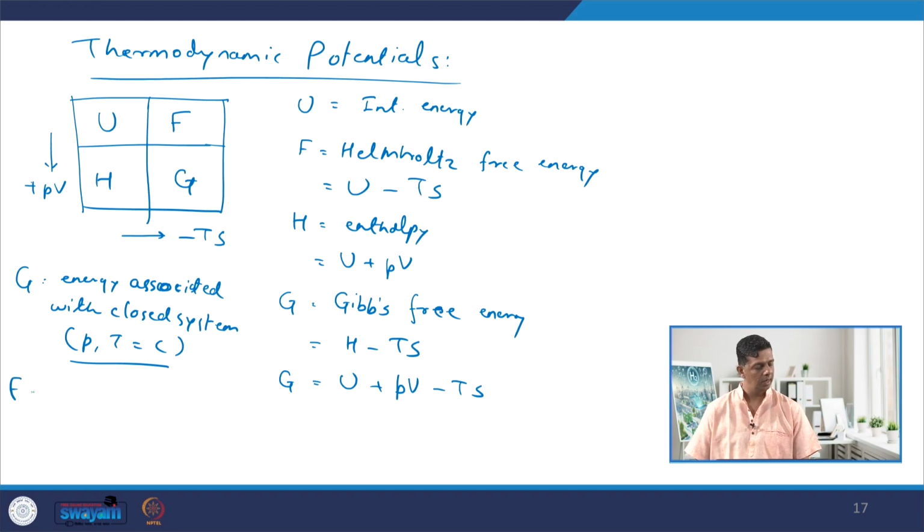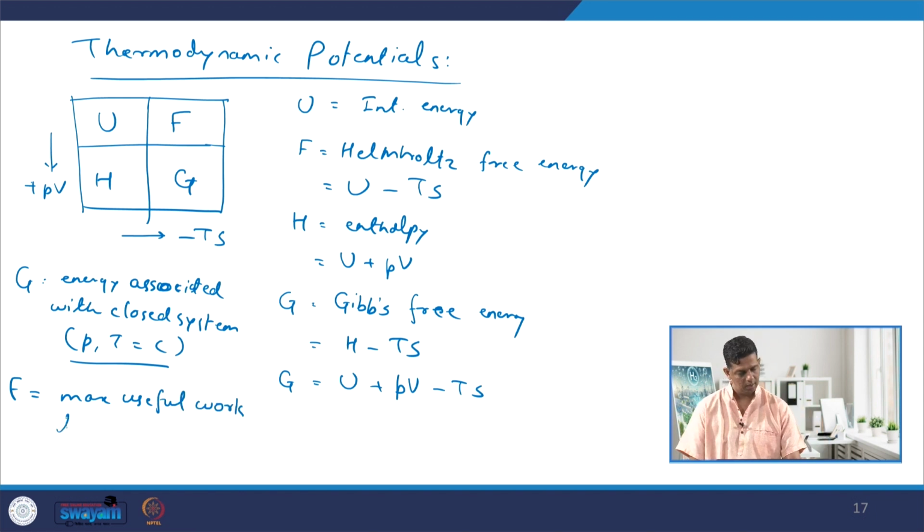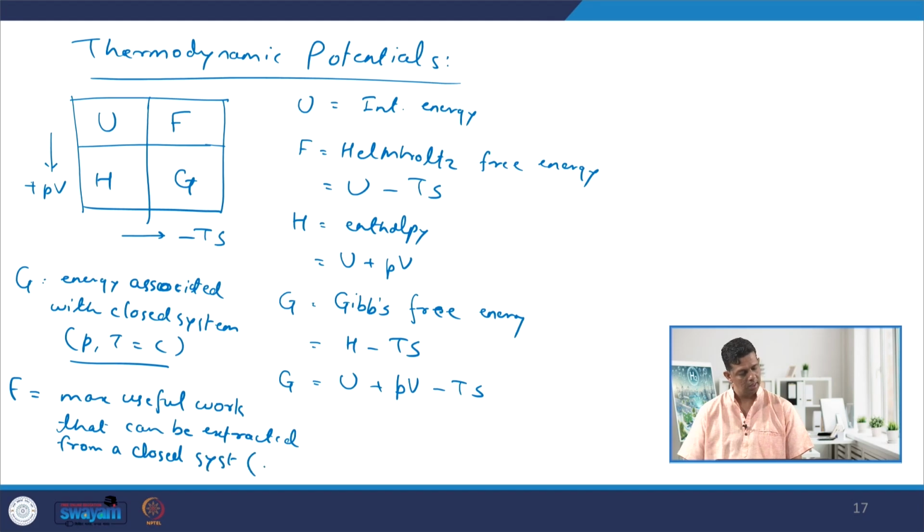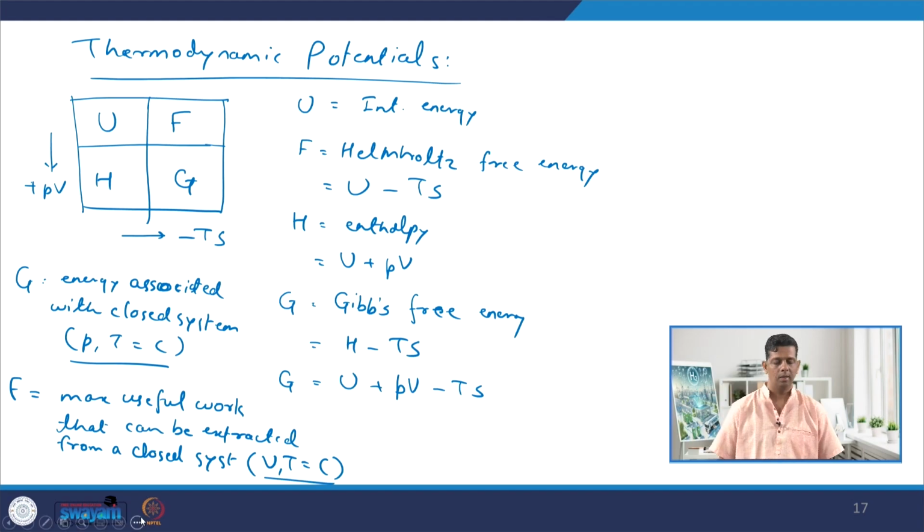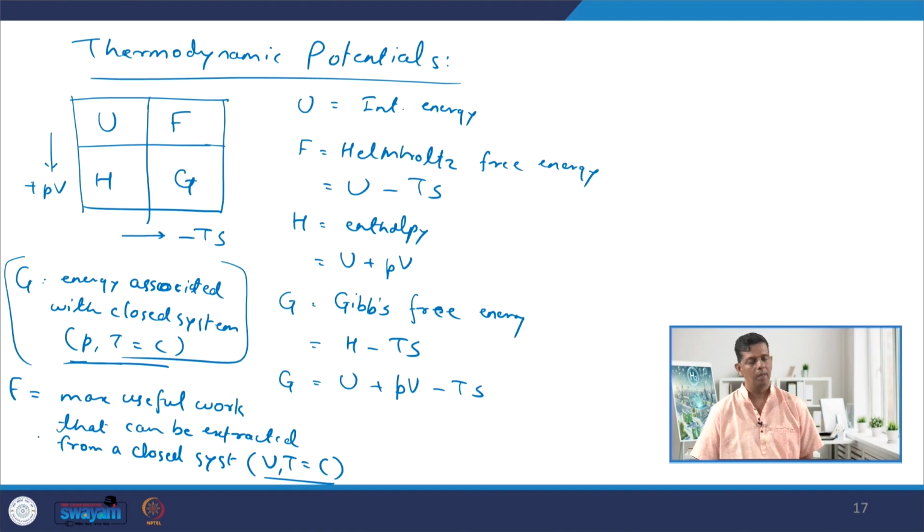And what is Helmholtz free energy? It is the maximum useful work that can be extracted from a closed system again, but here is a change. Here your volume and temperature are constant. So, that is the difference. So, when it comes to fuel cells or electrolyzers, in most cases we have pressure and temperature being constant. That is why we will be using Gibbs free energy instead of Helmholtz free energy.